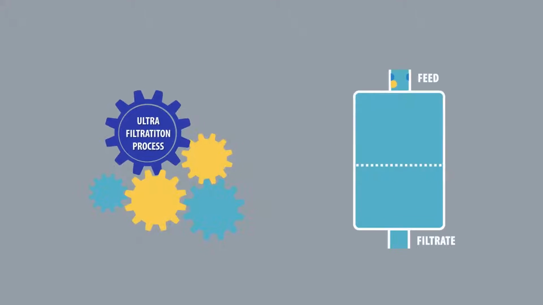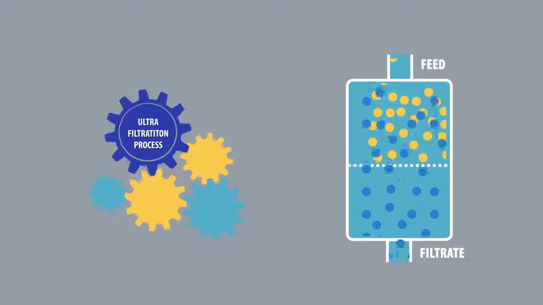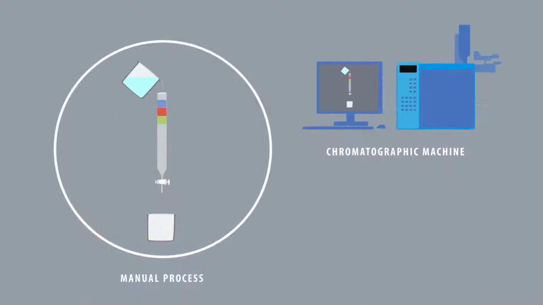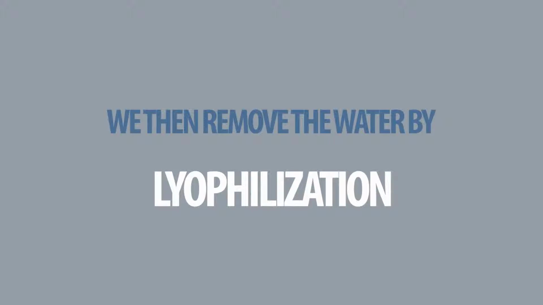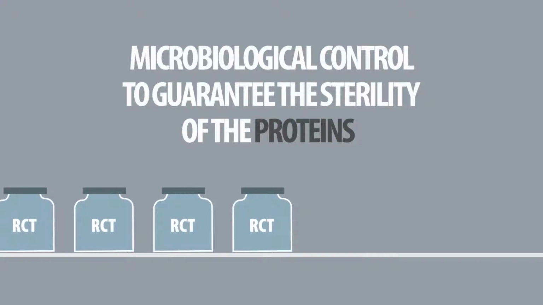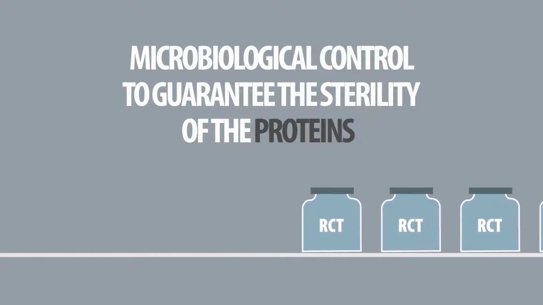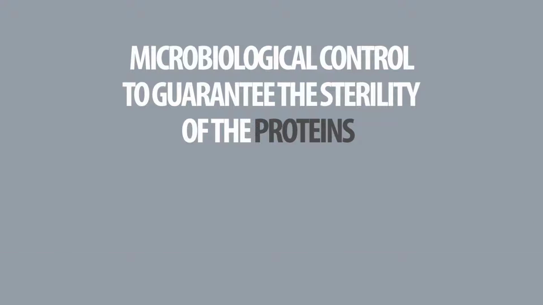RCT's ultrafiltration process allows the isolation of structures of a specific molecular weight. Using chromatography, we can separate and purify the desired molecules for the application, eliminating unnecessary biomaterial. We then remove the water by lyophilization and perform a microbiological control to guarantee the sterility of the proteins. Finally, it is ready for application on its intended pathology.